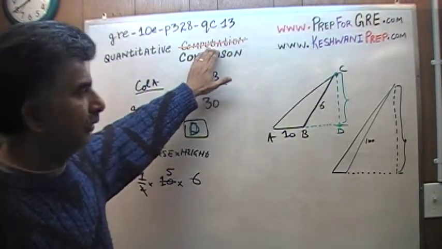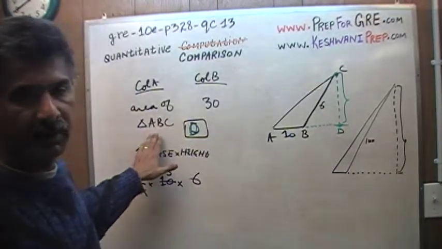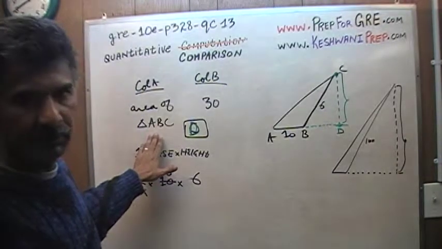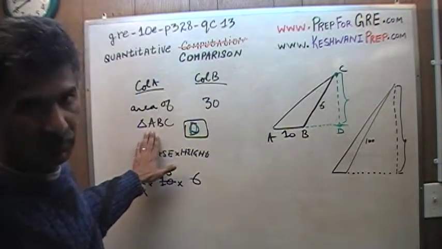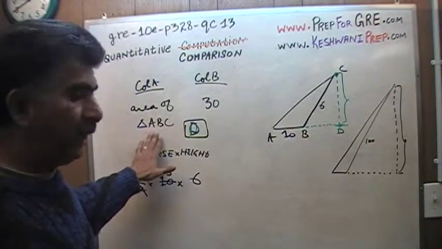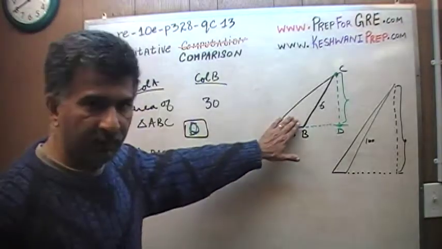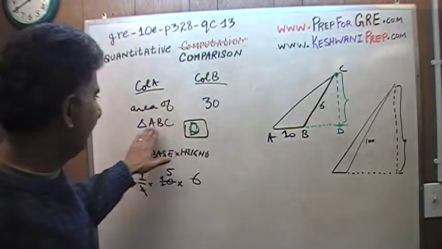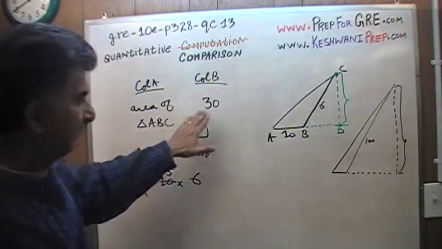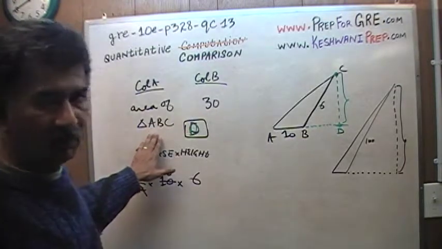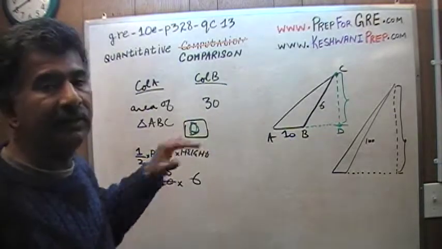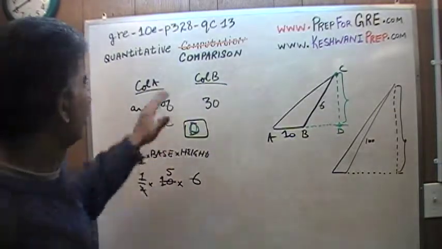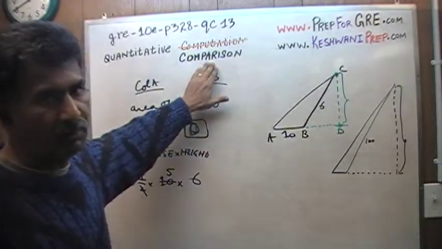Nobody is asking you to compute the area of the triangle ABC. That is not the point here. The question here is not what is the area of the triangle. The question here is, how does the area of this particular triangle compare to 30? Is the area of this particular triangle equal to 30? Is it less than 30? Is the area of this triangle ABC more than 30? That's what we're looking for. We are supposed to compare the bloody thing, not compute it.